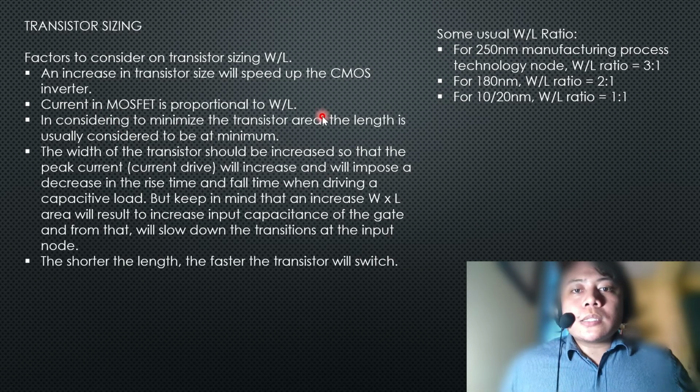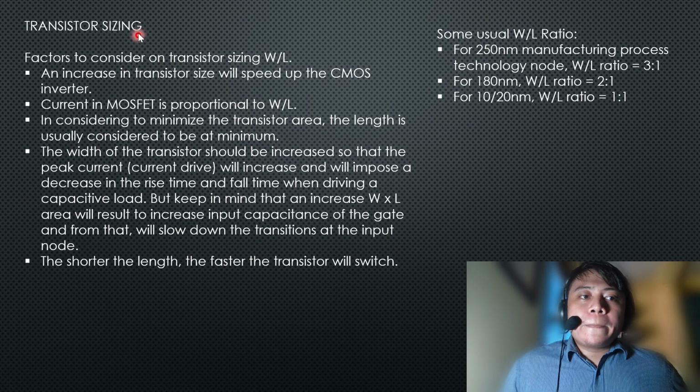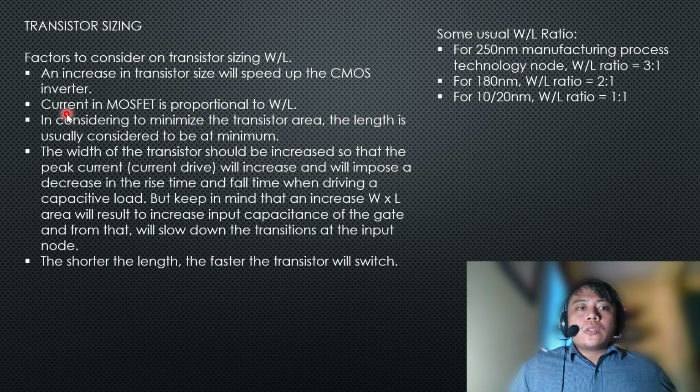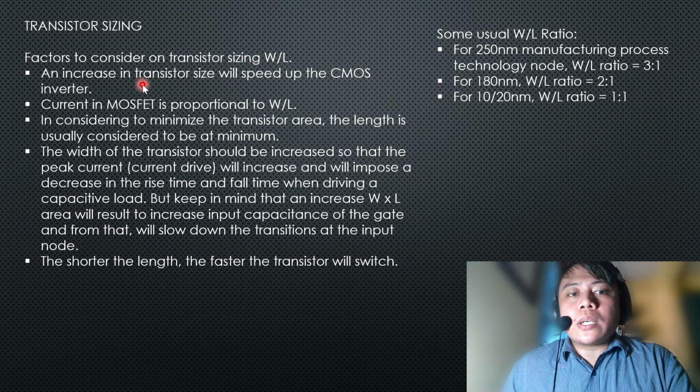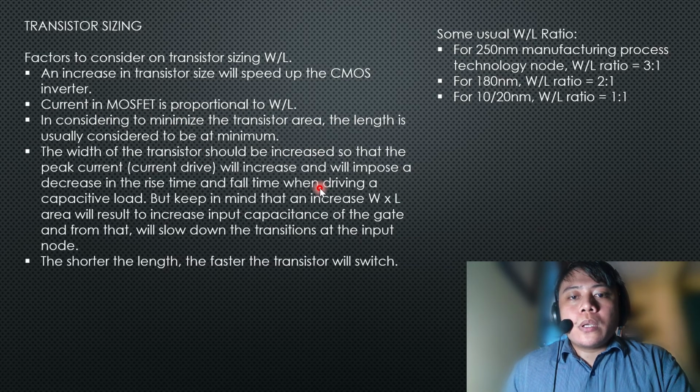Okay. This slide is about the transistor sizing. Let me discuss the things to consider on the transistor sizing, the width over length ratio. The first thing is that an increase in the transistor size is directly proportional to the speed-up of the CMOS inverter. Another thing is that the current in the MOSFET is proportional to this ratio. If we want to minimize the transistor area, the first thing some people do is keep the length minimum, then adjust the width.